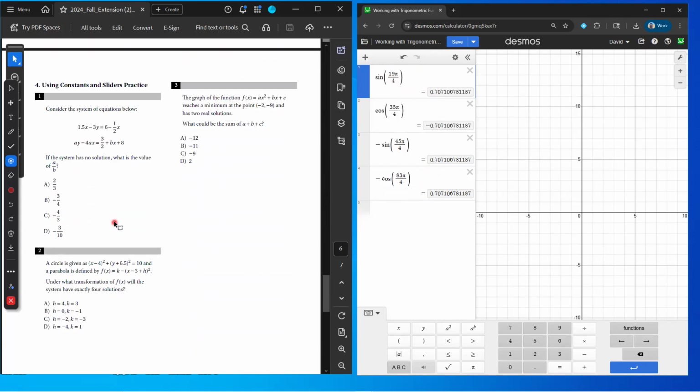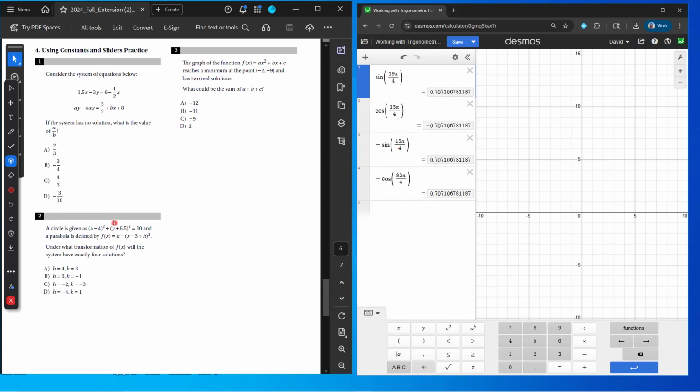All right, let's go on to section 4. So this one is probably by far one of the most helpful, where you have constants and sliders in a problem, or you have the letters in the equations, and it's asking you to solve for something about the letters. So this first one is pretty intense. It's a system of linear equations, and we have no solution here. And we want to know what the value of A over B is.